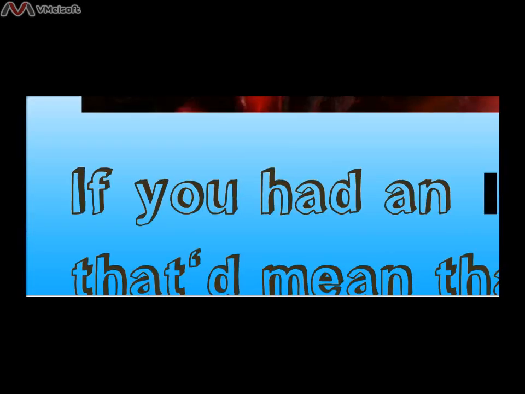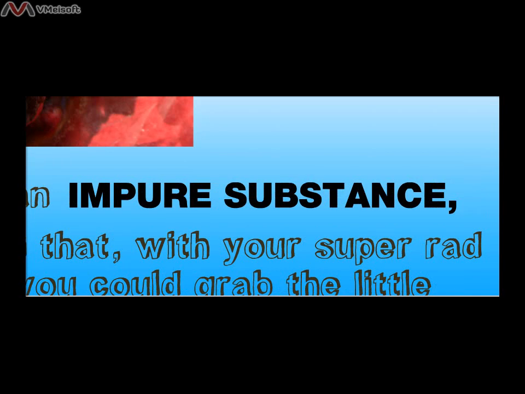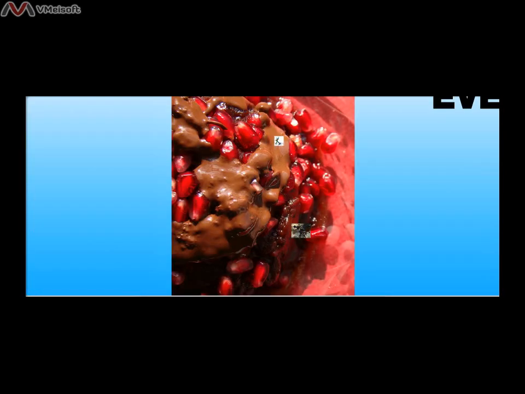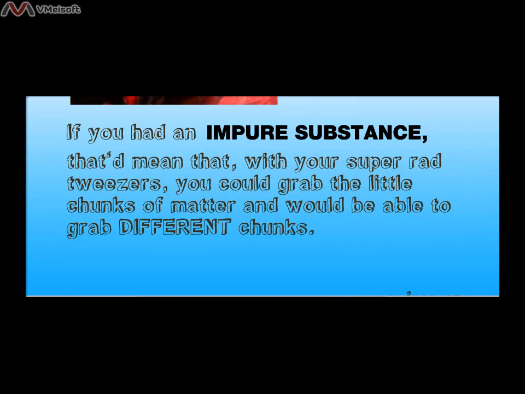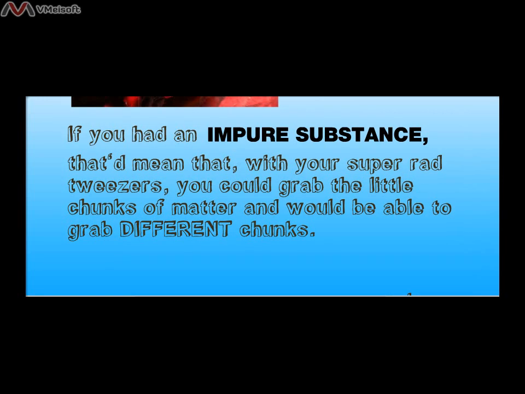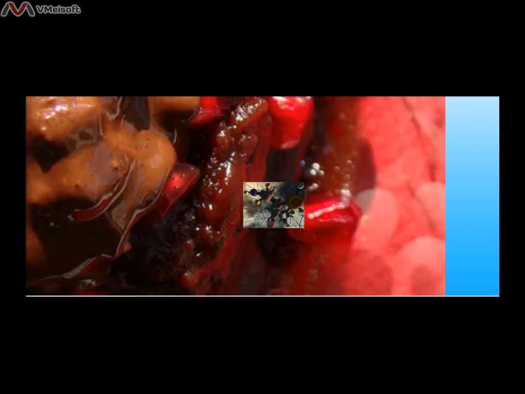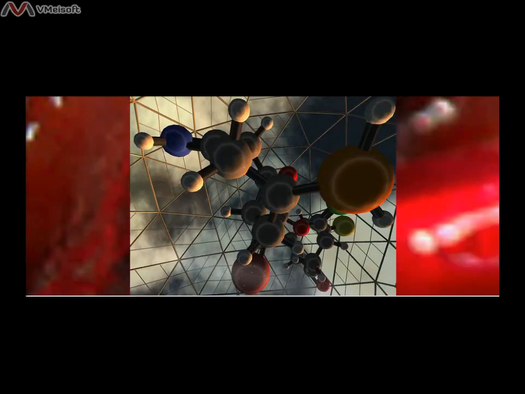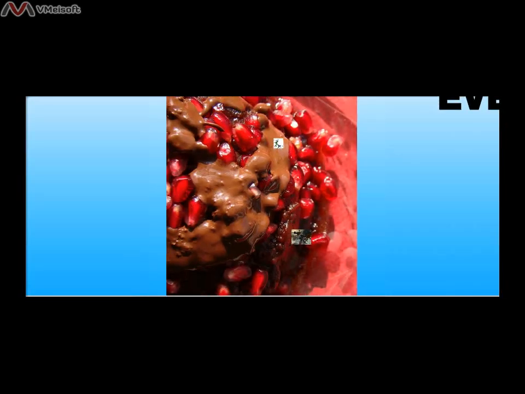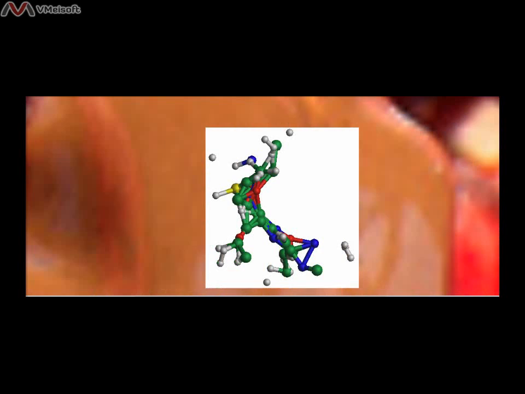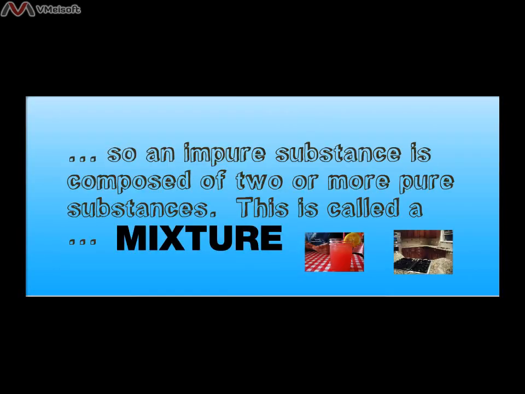Okay? If you had what we would call an impure substance, like, say, that gross-looking thing, that would mean that with your super rad, awesome tweezers, you could grab the little chunks of matter and would be able to grab different types of chunks. So, for example, you could grab strawberry gross chunks. You could also grab chocolate delicious chunks, okay? But they would be made out of different things, okay? So that's the difference between a pure and an impure substance.